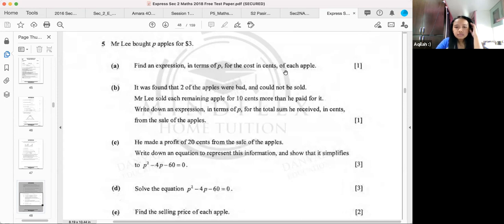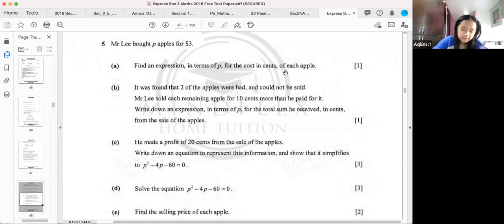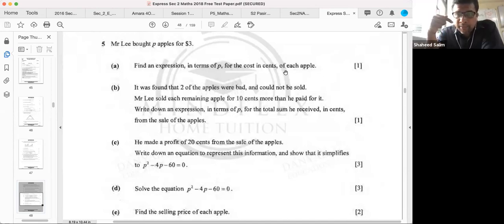Okay. So it was found that 2 of the apples were bad. So how many apples can be sold? P minus 2. Good, good. And he is going to sell them at 10 cents more for each. Now you already found the cost. You told me it's 300 divided by P.